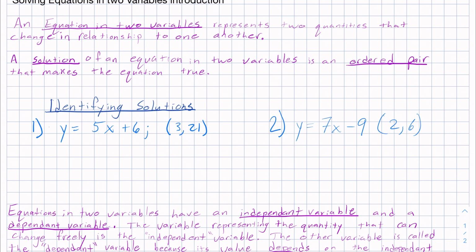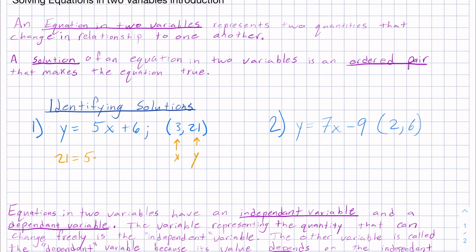So, identifying solutions. I have two problems here. I'm going to see if they work out to be solutions. What I'm going to do is take the number that represents x. In an ordered pair, the first number is always the x and the second number is always the y. So I'm going to plug the two numbers in for my x and my y. Instead of y, I'm going to do 21, and instead of x, I'm going to do 3.